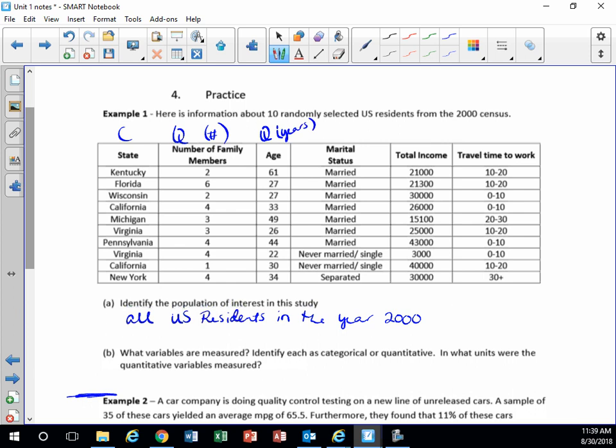What about marital status? Categorical, okay, you're thrown into a category. You're married, never married, single, or separated. Total income, what do you think? Okay, and I'm just going to say money. Okay, travel time to work. That is quantitative, and we're measuring it in minutes, right? Okay, so far so good. Okay, let's move on to the next one.